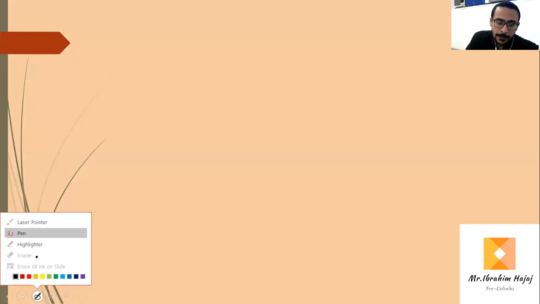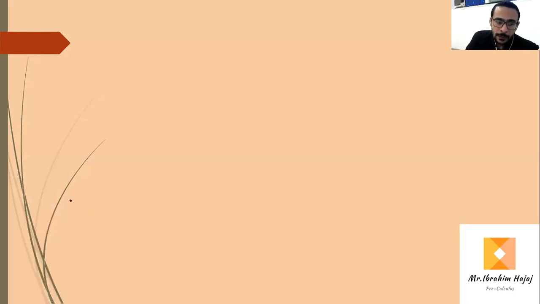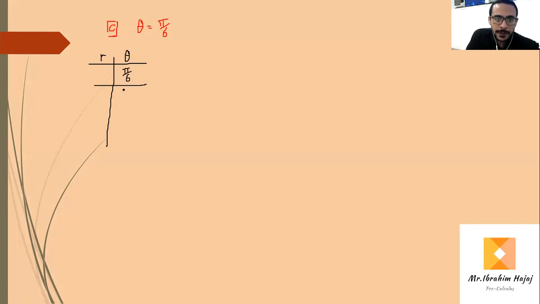I'm going to take one more example, part C, the third case, when theta is equal to pi over 6. It's given that theta now equals pi over 6. So let's make one T chart with r and theta. The theta is constant, and each time it will still be pi over 6, right? It doesn't change.